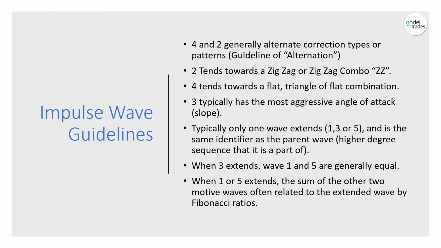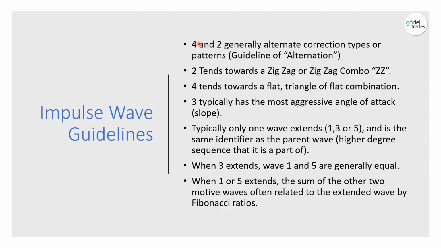Some guidelines. Now there are hard set rules within the Elliott wave theory, and then there are guidelines that you can use to better identify whether or not your count is valid. So 4 and 2 will typically alternate the types of corrections that they exhibit. That's referred to as the guideline of alternation. So if you find a wave 2 zigzag, or let's say you see a wave 2 flat, well then in wave 4 you can expect a triangle or a complex or something else. Waves 2 and 4 of the same degree will typically alternate what type of corrective patterns you see within them.